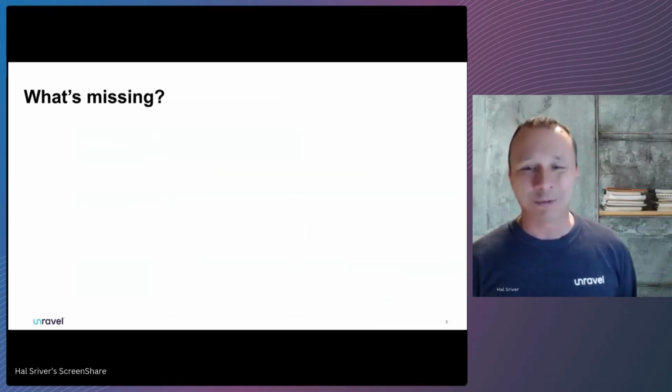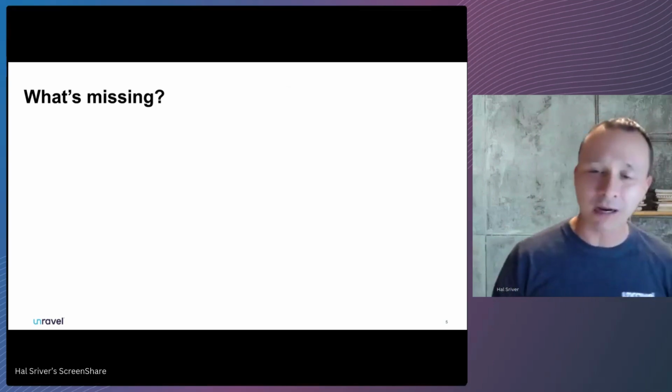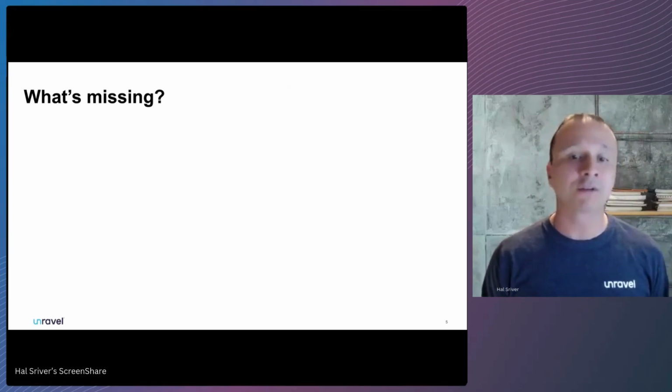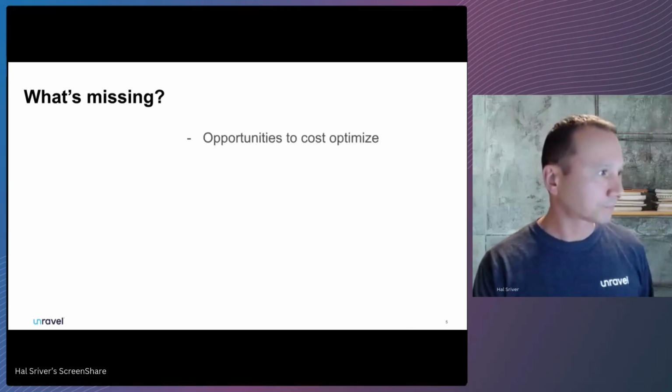So what's missing, right? Even with some of these basic observability tools out of the box from Snowflake, there are still some things that are missing.